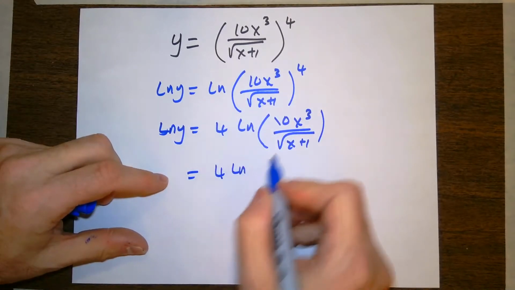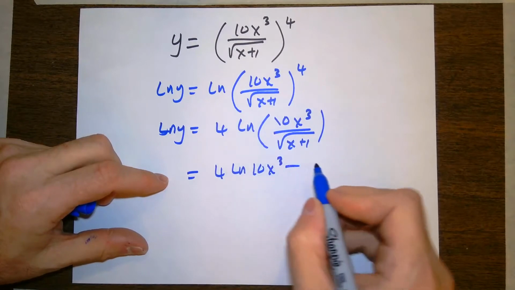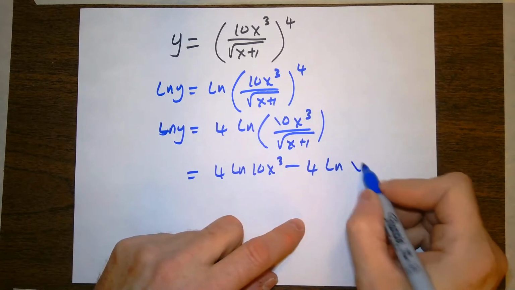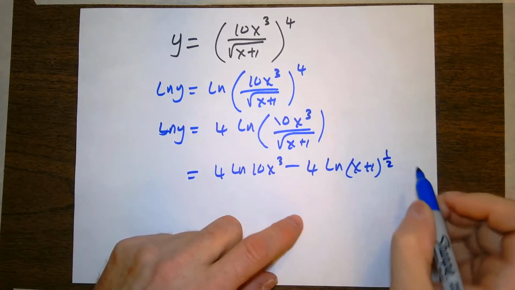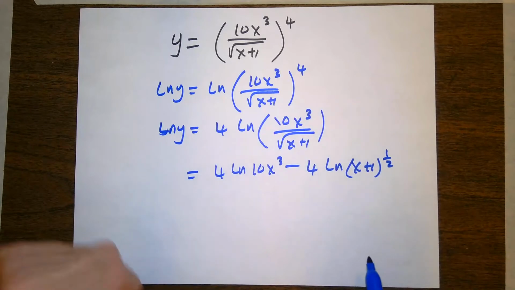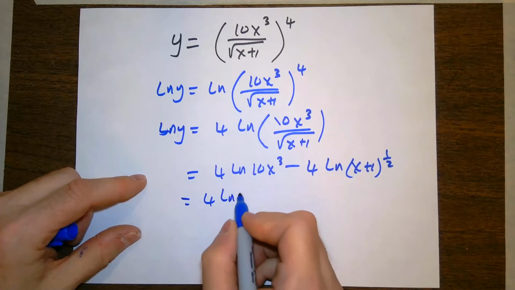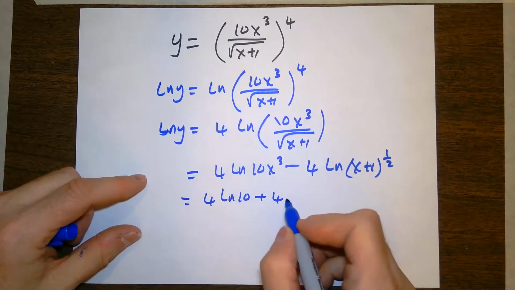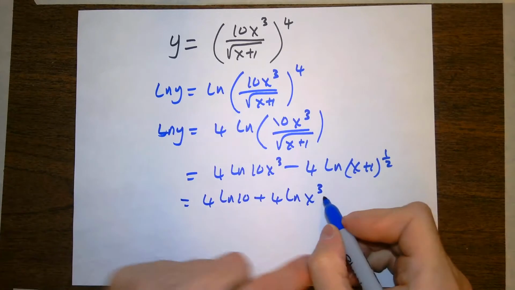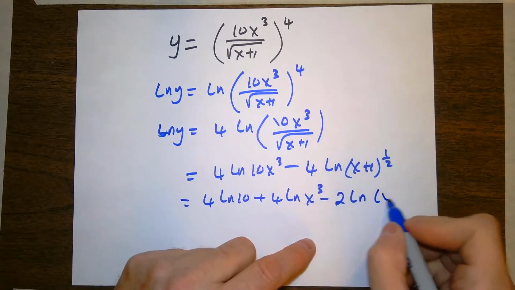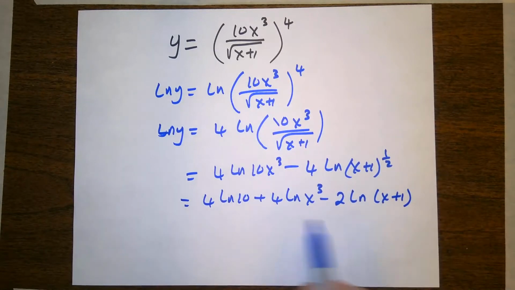4 times the natural log of 10x to the third minus, don't forget that, 4 times the natural log of x plus 1 to the 1/2 power, the square root, quotient rule of logarithms. Break this up. I'm going to have 4 times the natural log of 10 plus 4 times the natural log of x cubed minus 1/2 of 4 is 2 times the natural log of x plus 1. Look at all these properties here. All of this that we've been doing for years, breaking up logarithms, all of a sudden really has a purpose.